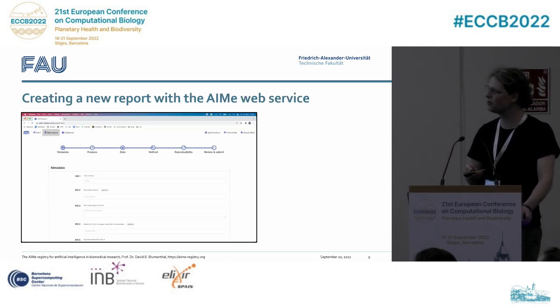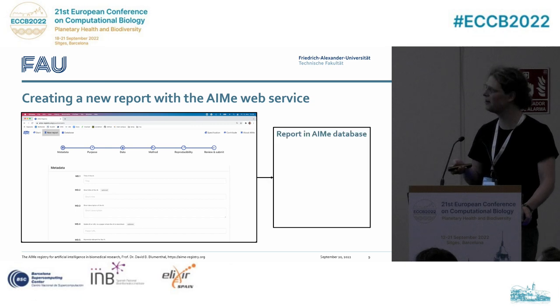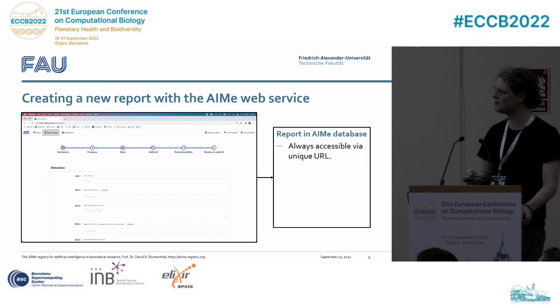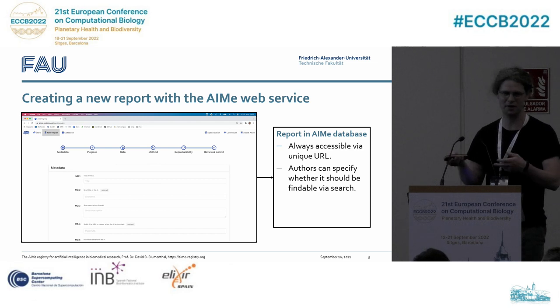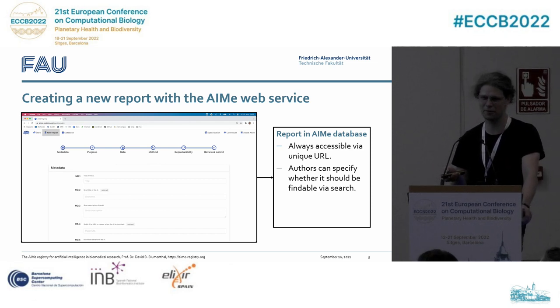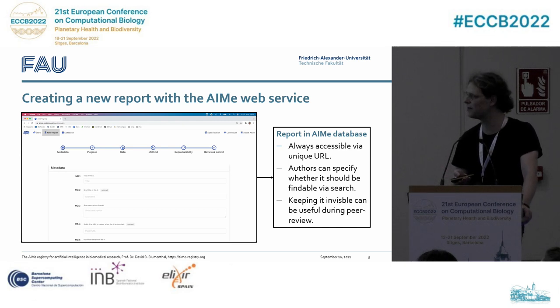All right, so here's how it looks. You go on the webpage, you click on create new report, and then you see this questionnaire, and once you have filled it in, it creates an entry in our database, which has a unique URL. Our database is searchable, and we have a keyword search and so on implemented. When you create your new report, you can decide whether you want your paper to be findable via, for example, keyword search. You can exclude it from that, but it will always become findable after, I think, 2 or 3 months, unless you say, no, I need more time. Keeping it non-findable at the beginning might be useful if you have your paper under review. And via the URL, the reviewers can then access it, but the general public maybe not yet until it is published.